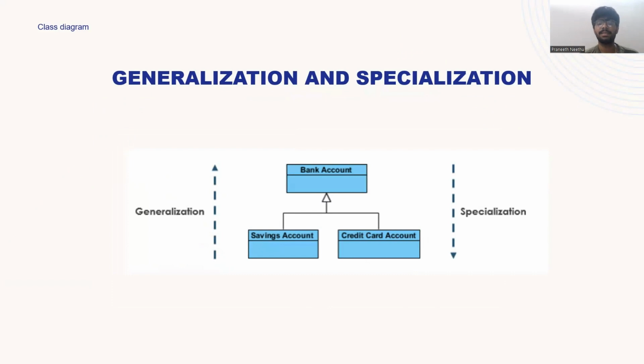Next, generalization and specialization. Here, when a subclass inherits from a superclass, it is called generalization. And if a superclass inherits from a subclass, it is called specialization. Like saving account and credit account are generalized into bank account.